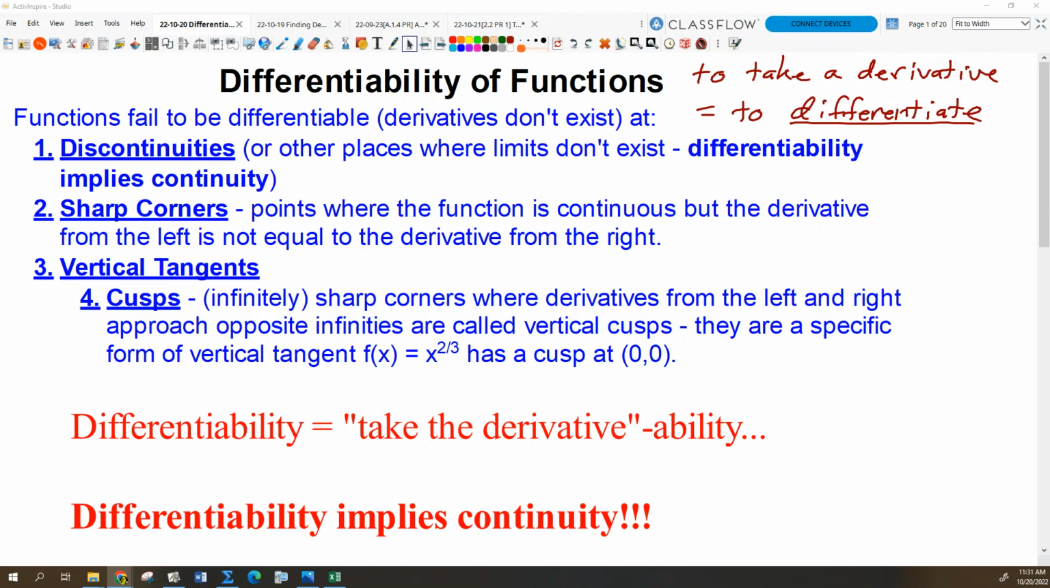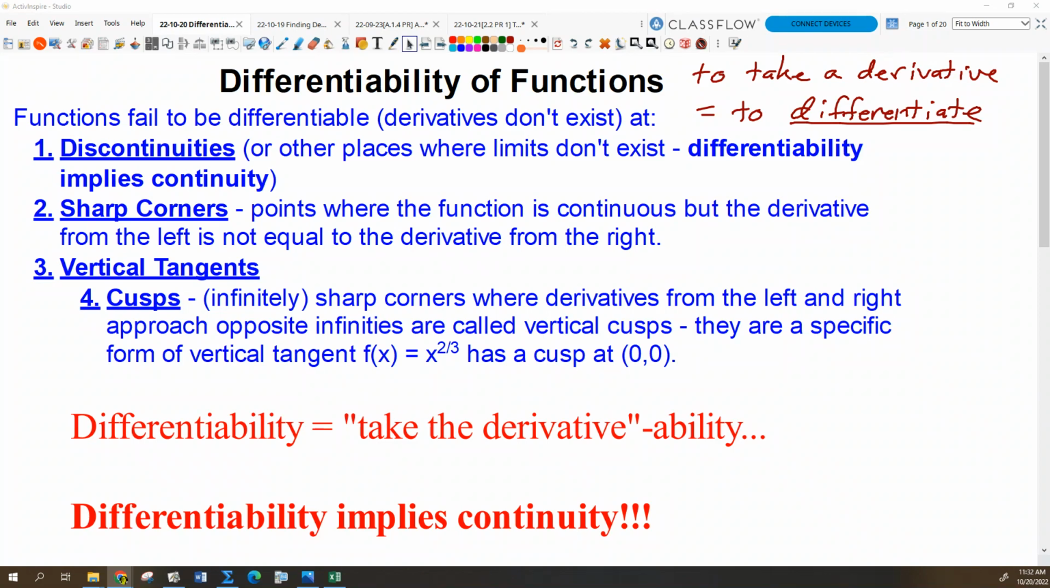Discontinuities. Any discontinuity in the function kills the derivative because differentiability implies continuity, right? But not the converse. If a function is differentiable, it must be continuous. However, continuous functions aren't all differentiable, as we'll see.